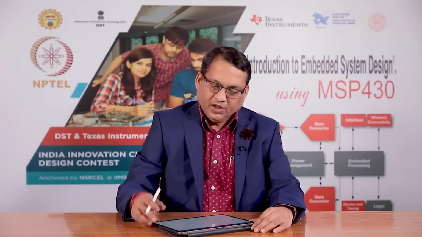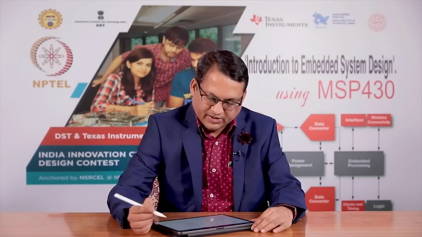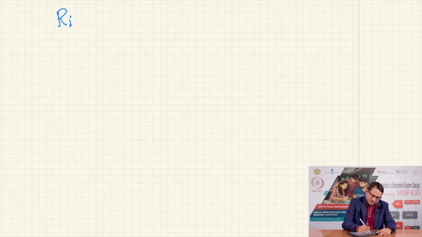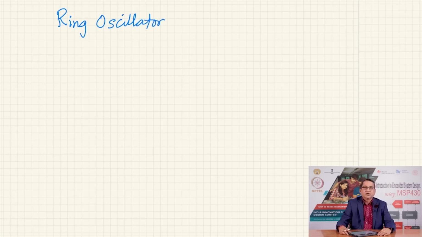There is another interesting method of generating clock, and that is by way of what is called a ring oscillator. A ring oscillator, as the name suggests, is a ring of components. In fact, it uses a NOT gate, an inverter, an odd number of inverters.